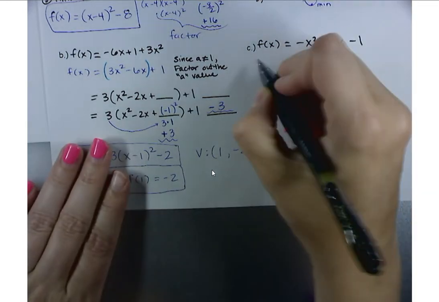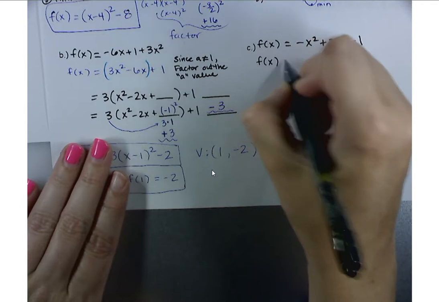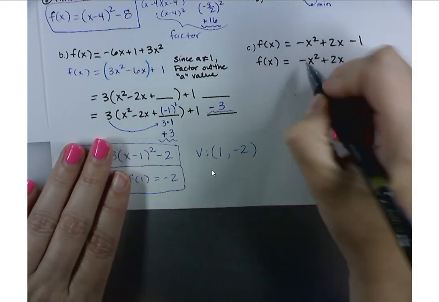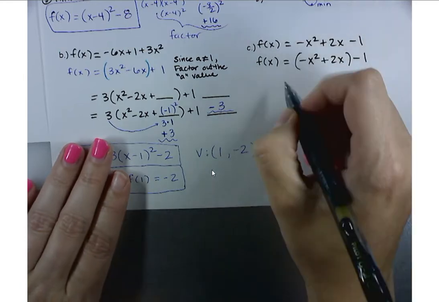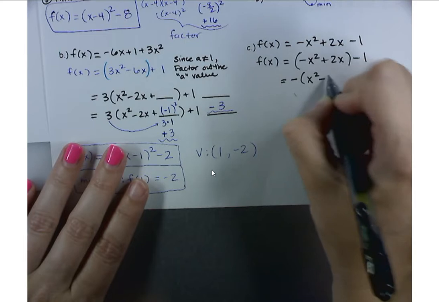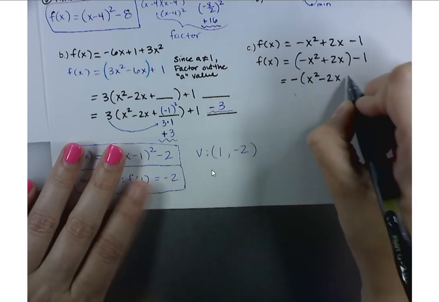Okay, so is your a value equal to 1? No, it's equal to what? Negative 1. Okay, so we are going to have to factor that out. When you factor it out, remember the signs become opposite.